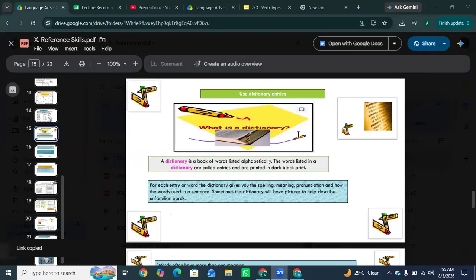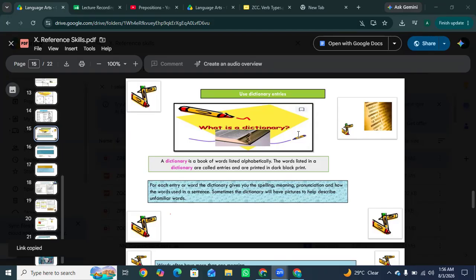Okay. So the next topic is dictionary entries. A dictionary is a book listing words in alphabetical order. The words listed in a dictionary are called entries and are printed in dark black print. For each entry, or word, the dictionary gives you the spelling, meaning, pronunciation, and how the word is used in a sentence. Sometimes the dictionary will have pictures to help describe unfamiliar words.